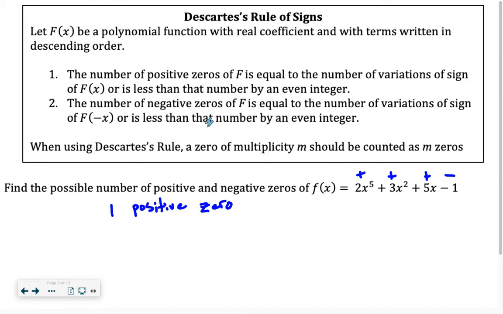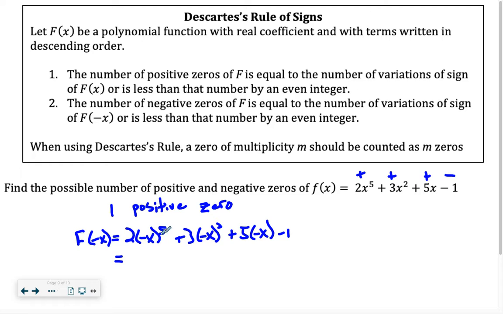Now to find negative zeros, or to find how many there would be, we plug negative x into the function. So I'll have 2 times negative x to the fifth plus 3 times negative x squared plus 5 times negative x minus 1. And that would simplify to, so this would become negative, right? Whenever we have an odd power, that would be negative. So negative 2x to the fifth. Whenever we have an even power, that would stay positive. So plus 3x squared minus 5x minus 1.